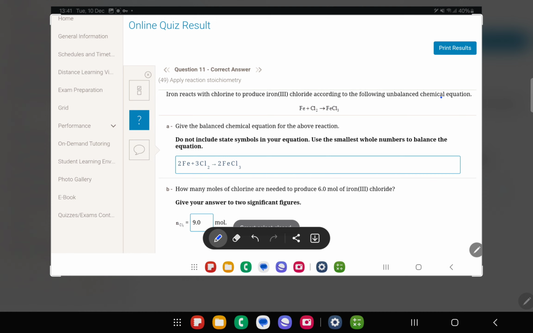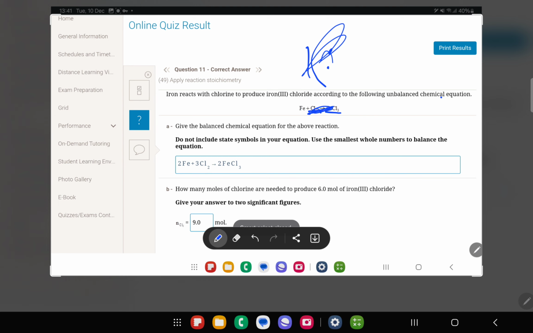They want the number of moles, how many moles of chlorine are needed to produce 6 moles of iron chloride. Okay, we need to use ratios. They're giving us the moles of iron chloride, so we can use that. So 1 chlorine to 1 FeCl.